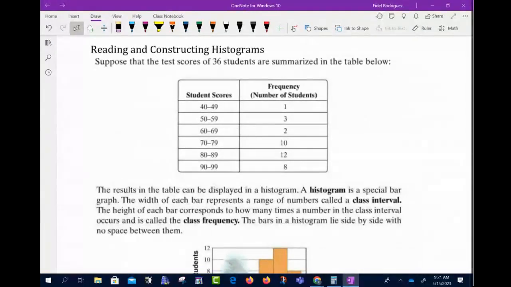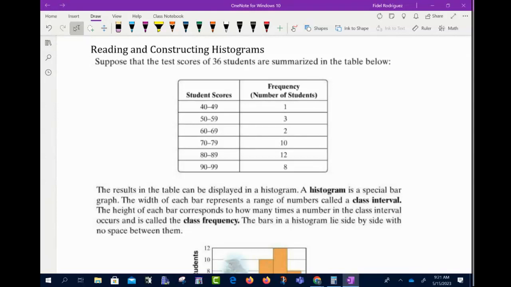Okay, so the next thing I have here, y'all, is something called frequency tables and histograms. A frequency table is just giving me a way to organize some information. So look what it says here. It says, suppose that the test scores of 36 students are summarized in the table. I don't know what they actually made. I just know their ranges. So one person made somewhere between a 40 and a 49. Three people made somewhere between a 50 and a 59, right?